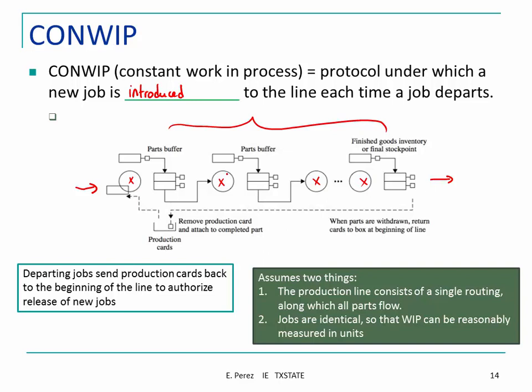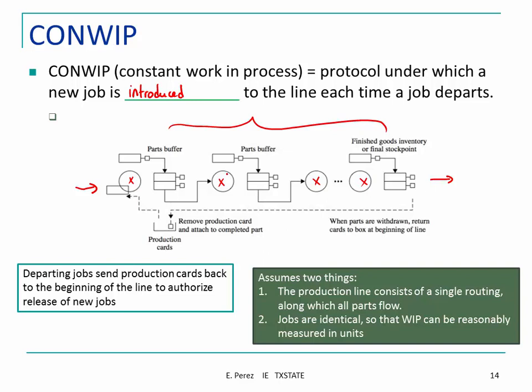Okay, so the way this works is once we have processed that part on the last station, that departing job is going to send a card back to the beginning of the line to authorize the release of a new job. Okay, so we start the process one more time. One entity leaves the system, one enters the system.